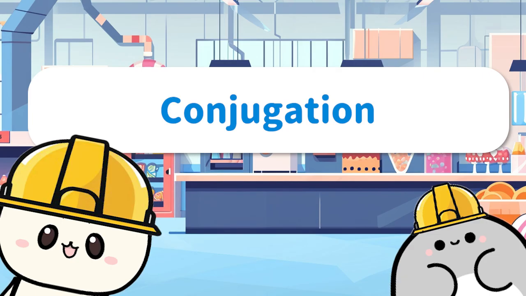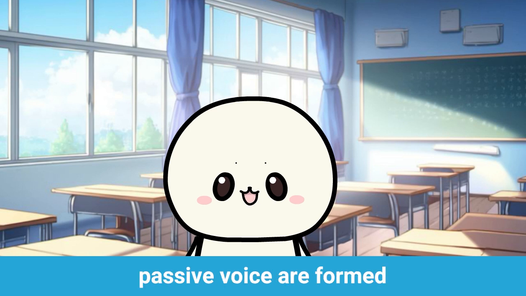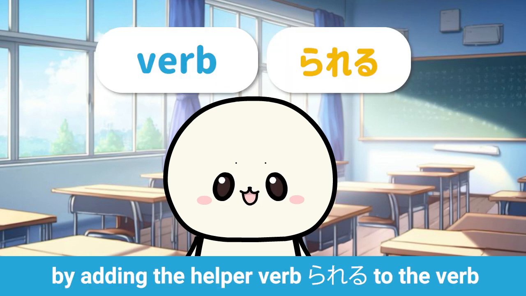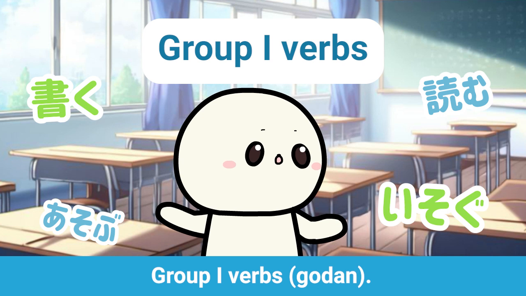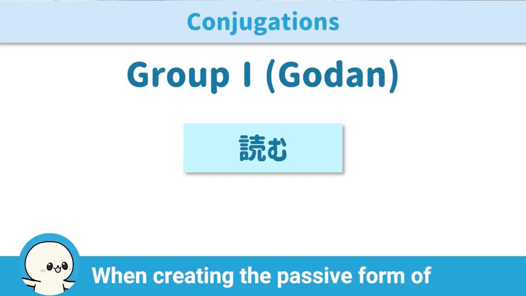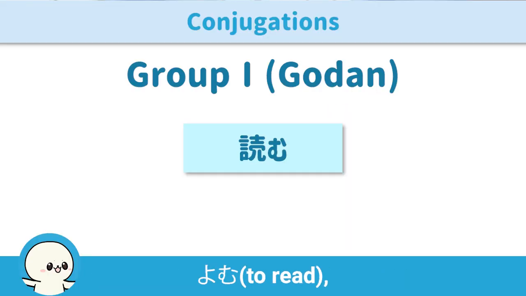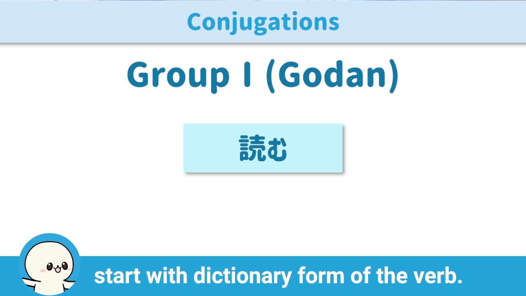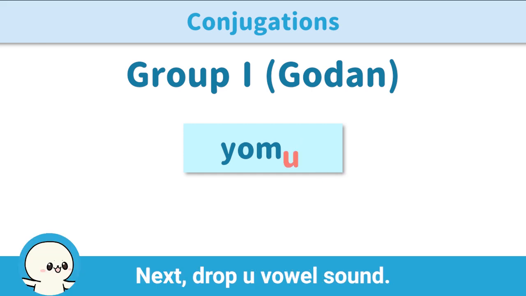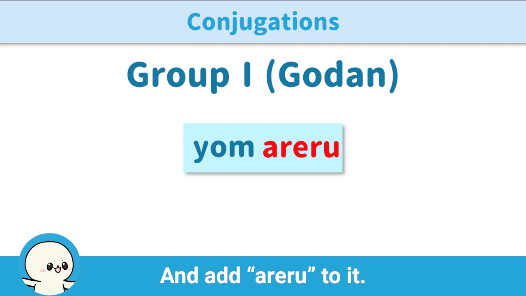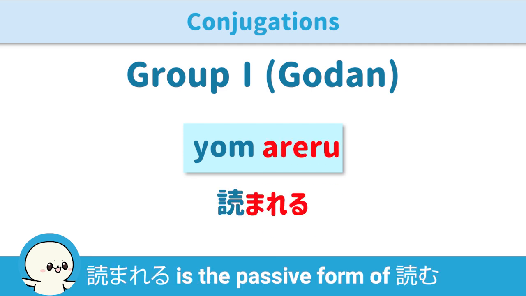Conjugation. In Japanese, passive voices are formed by adding the helper verb られる to the verb. Let's look at how to conjugate verbs starting with Group 1 verbs. When creating the passive form of 読む, start with dictionary form of the verb. I will convert it into Romaji for easy understanding. Next, drop う vowel sound and add あれる to it. 読まれる is the passive form of 読む.